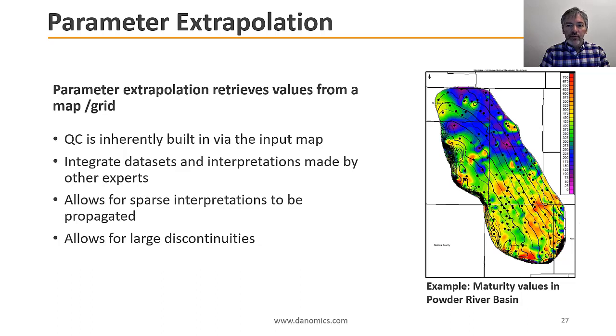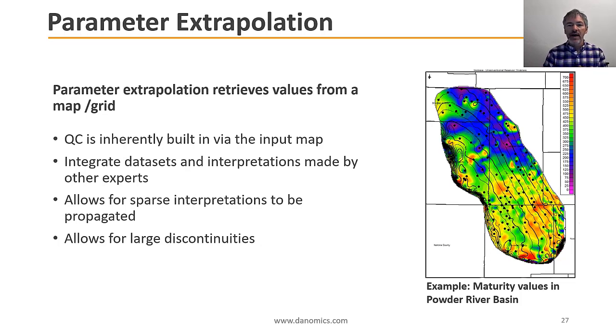So with respect to some methods for doing this, we're going to go over a few of these. Probably my favorite way to do this is what I call parameter extrapolation, and that is where you have a map of a property and you extract the value from the map at your well location. I like this because QC is inherently built in. You can look at the map and you can see if there are potential issues with it. Also, depending on the maps that you're integrating, it means that you're potentially pulling in data sets and interpretations made by other experts.